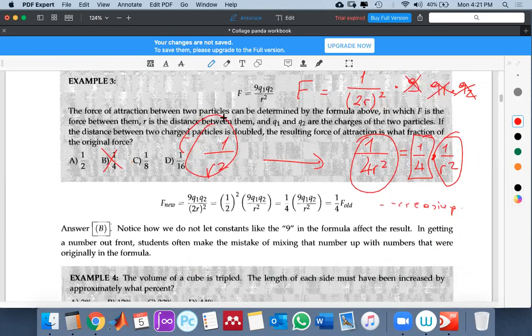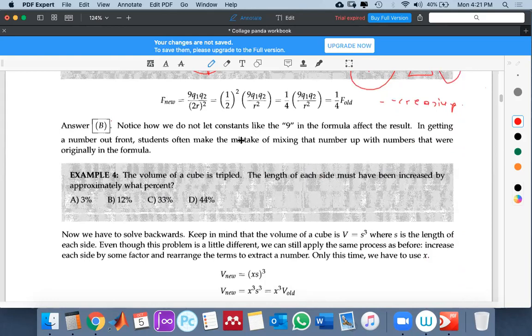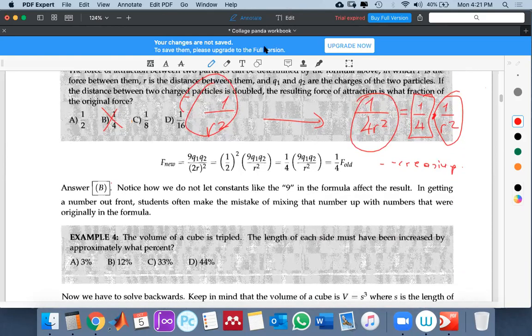Okay, let's go down. Example 4. Can you try by yourself? Example 4. What is the volume of a cube? You should know. A times A times A, which is A cubed.